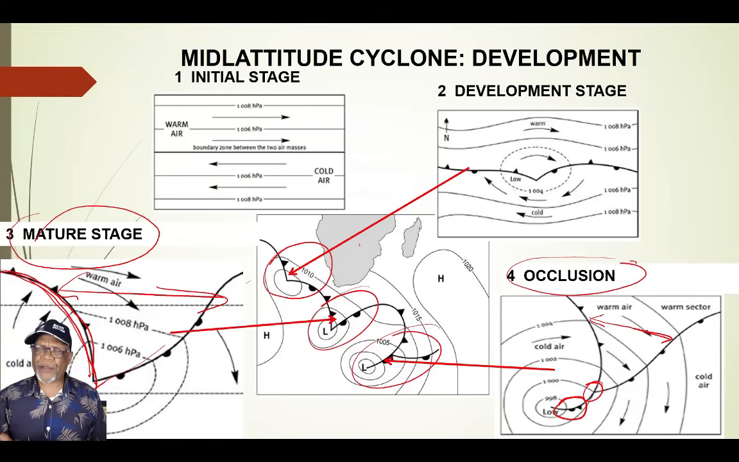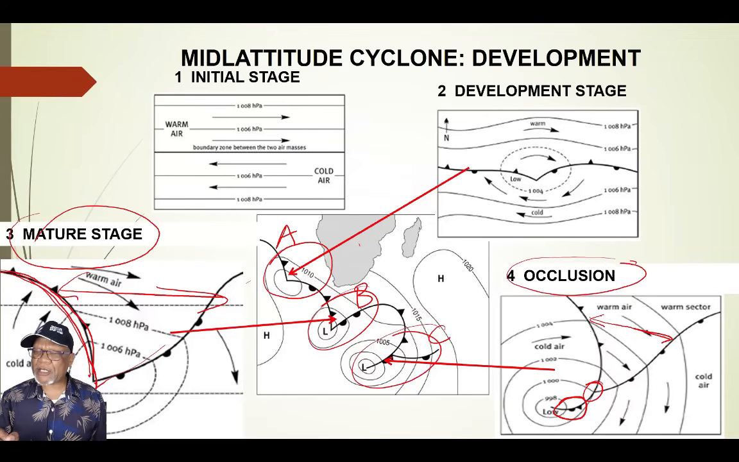Now, if the question says, suppose we say this is a mid-latitude cyclone A, this one is B, and this one is C. The question is, among the three mid-latitude cyclones, which one is older? So like I said, this is a baby, this is an adult, and this is an old. Because they move from west to east, the one that is further east will be the older one.